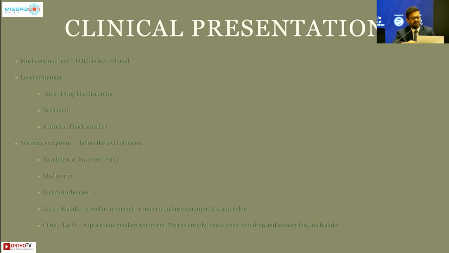spine. The local symptoms could be constricting discomfort at the level of pathology, back pain, and stiffness of muscles, and systemic symptoms, that is, below the pathology: numbness of both lower limbs, myelopathy, and gait disturbances. If it occurs at D12 level, there could be a supraconus medullaris syndrome, wherein you can expect muscle atrophy below the knee, foot drop, sensory loss below the knee all the way to the perineal region with preservation of bladder.